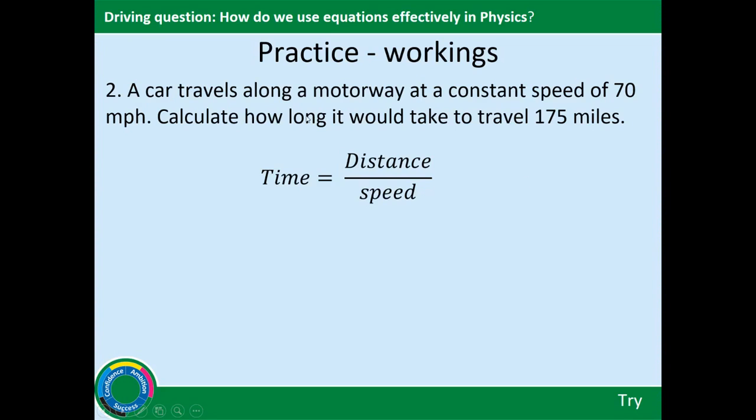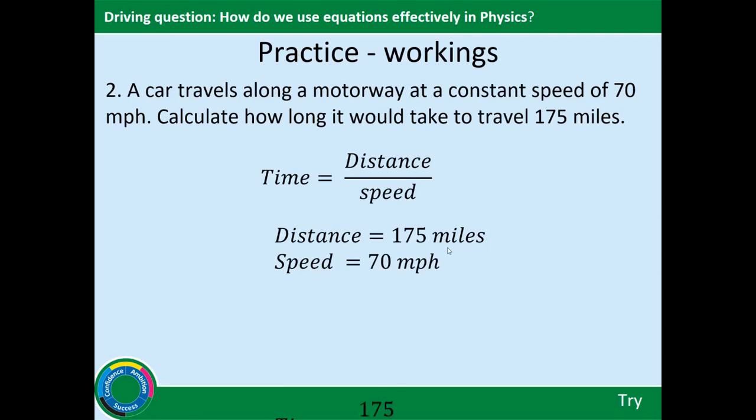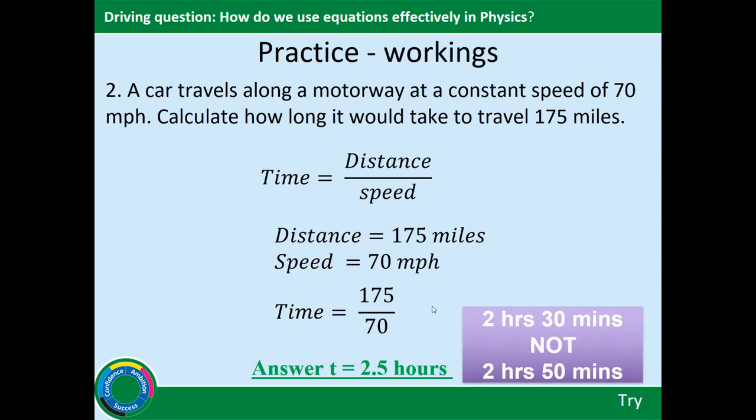So we're asked to calculate how long, which means we're asked to calculate or find the time. So we rearrange the equation to get time equal distance divided by speed. We've got distance of 175 miles, speed 70 miles per hour. So we substitute into our equation 175 divided by 70, and the answer is 2.5 hours. At this point, let me remind you, 2.5 hours is 2 hours 30 minutes, not 2 hours 50 minutes. Please remember we're dealing with time which is out of 60.